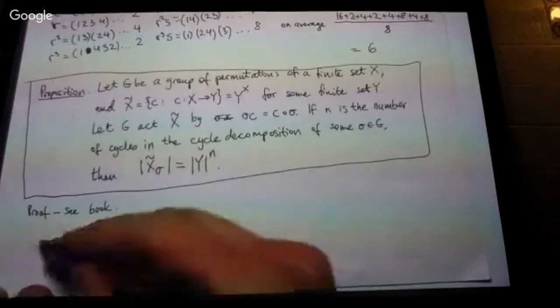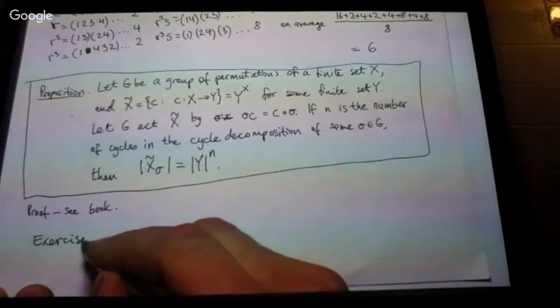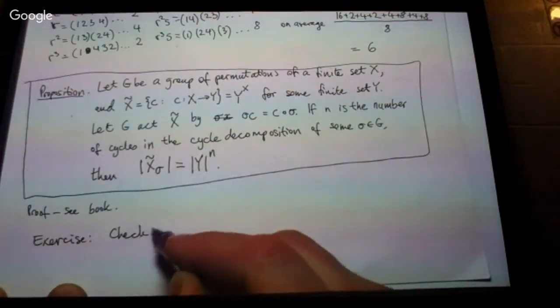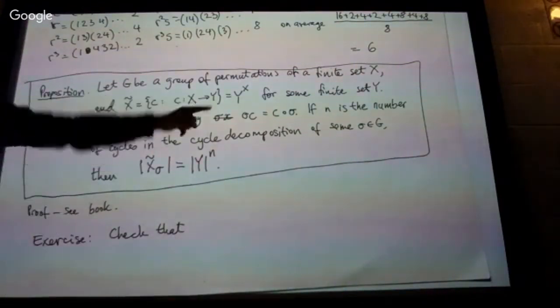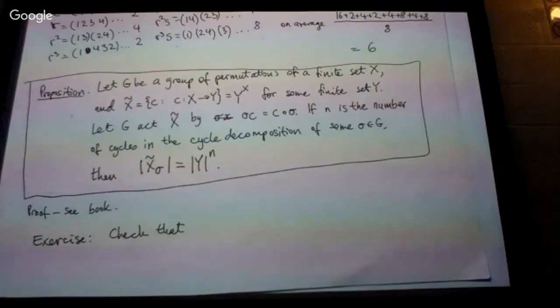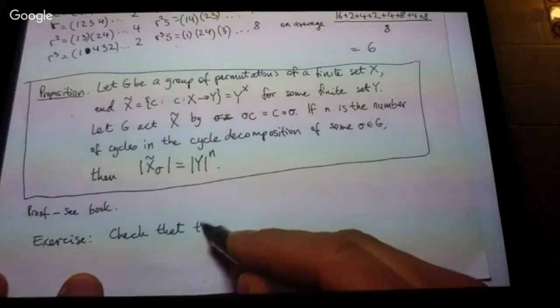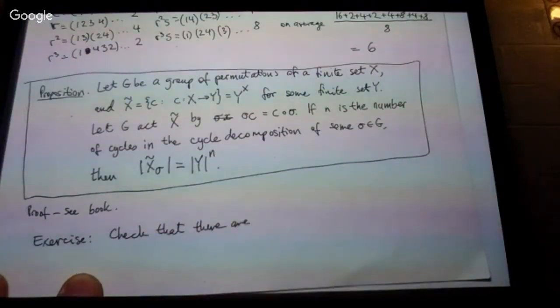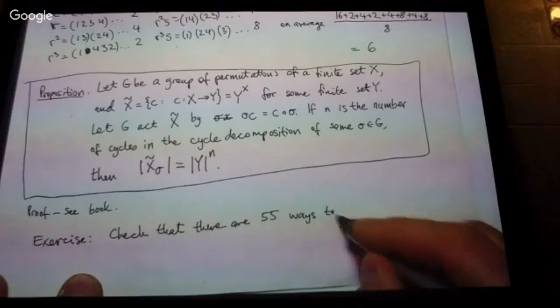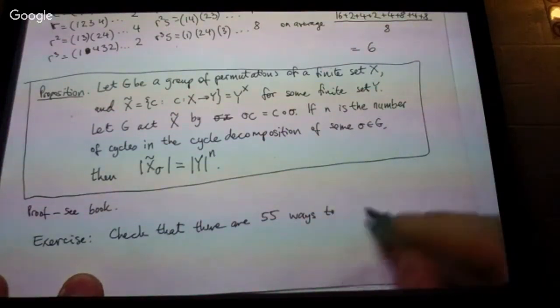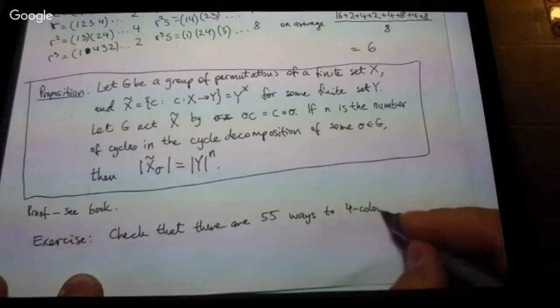Exercise. Check there's no examples here. Okay. Yeah, n is that. That makes sense. All right. Okay. Check that there are 55 ways to fully color the square.